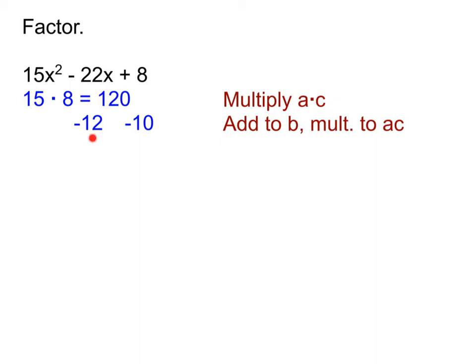All right, now that I've found my two numbers, what do I do with that information? Remember that these two add to my middle term, my B term. So what I do is I'm splitting up that B into those two values. Now notice I'm only splitting the B into those, so the first term stays exactly the same and the last term stays exactly the same. The only thing that changes is that instead of a minus 22x in the middle, it's minus 12x minus 10x.